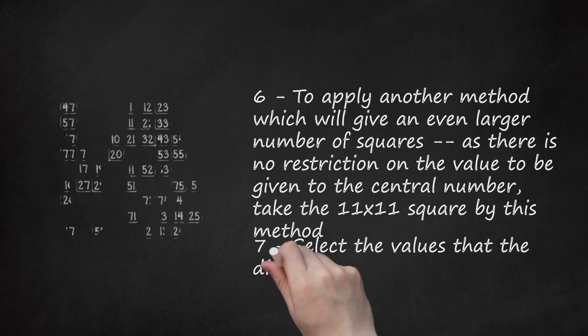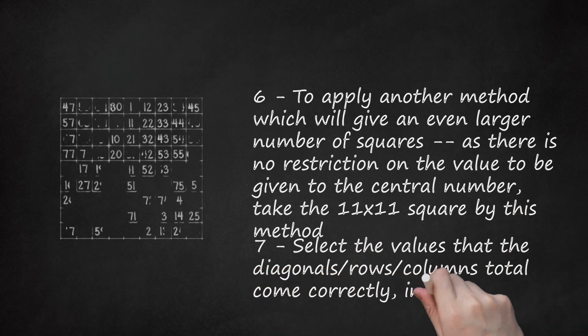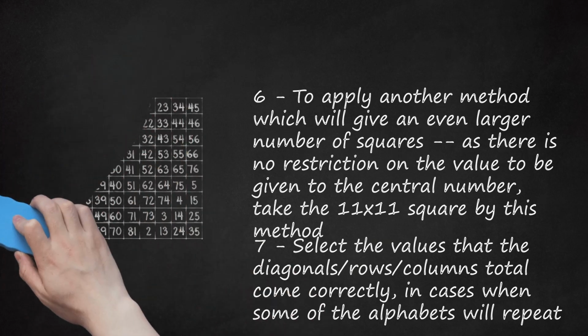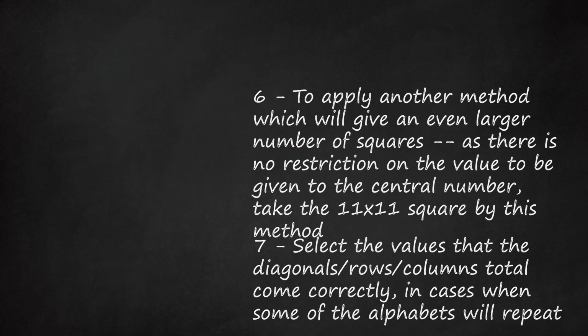7. Select the values so that the diagonals, rows and columns total correctly, in cases when some of the alphabets will repeat. In the case of a 9 by 9 square it will be seen that A, D, G repeat in one diagonal and A, D, G, B, E, H and C, F, I repeat in the columns. Therefore ensure that a, d, g are so selected that they total 15, and A, D, G, B, E, H, C, F, I so that they total 108, i.e. one third of 324, which is the total of 0, 9, 18, 27, 36, 45, 54, 63, 72.